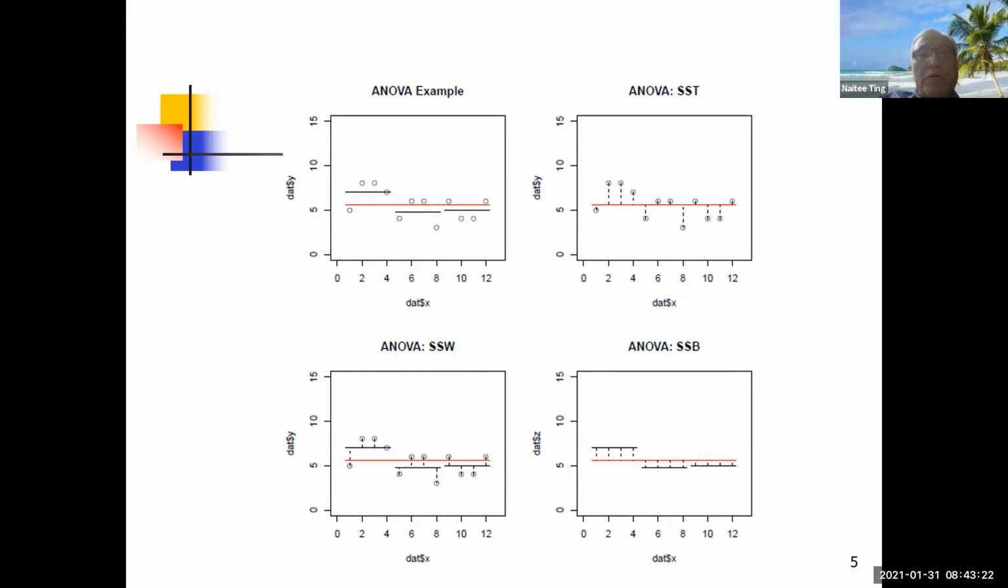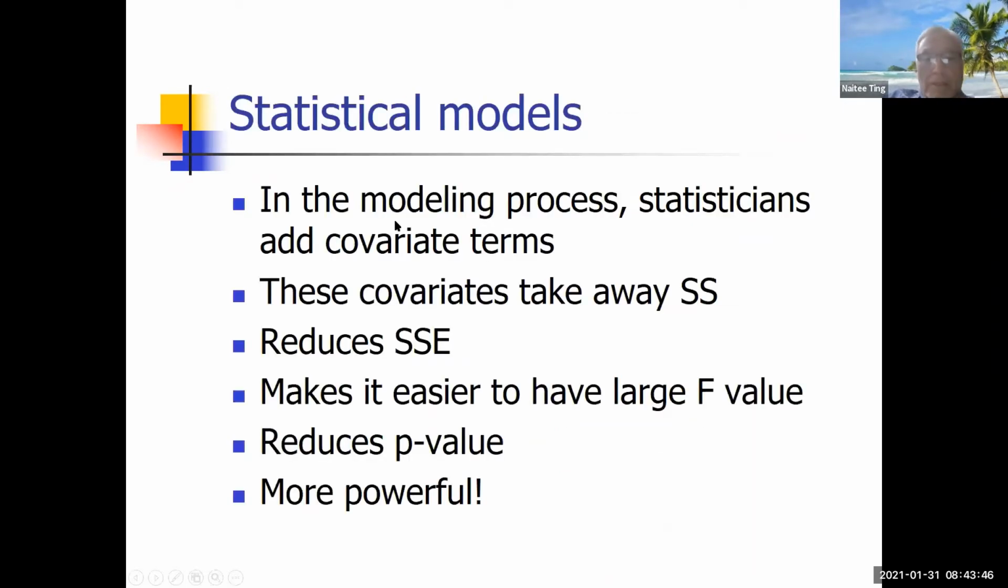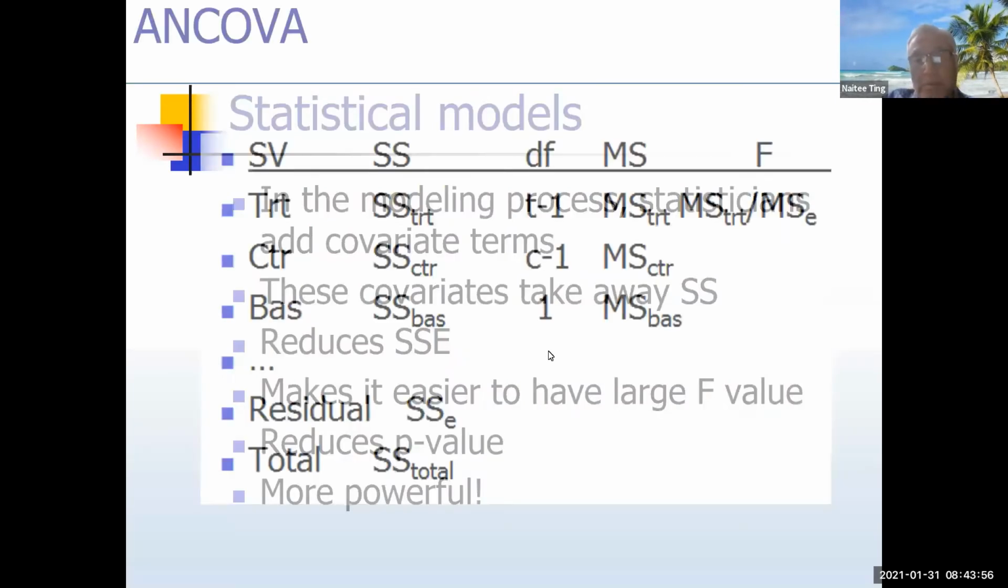Well, we know that for an F-test, if the numerator degree of freedom equals 1, then F equals t squared. So that's how you get the t and F relationship when you have only two groups. What we're doing here is breaking down the total sum of squares into two pieces, within sum of squares and between sum of squares. Now, in the modeling process, statisticians add covariate terms, and these covariates take away sum of squares, reducing the sum of squares error. What I'm talking about is this table here.